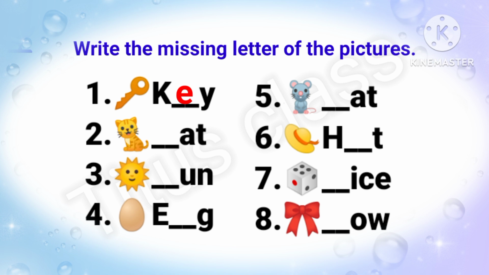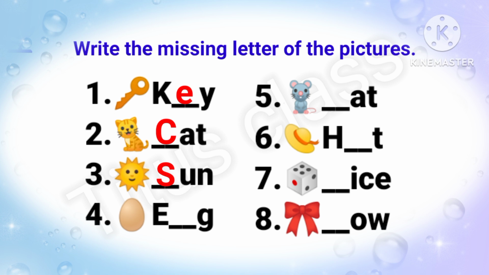Second one, what is this? This is cat. Ka. It starts with letter C. Spelling of cat C-A-T. Cat. Third one, it is sun. S means S. S-U-N. Sun.